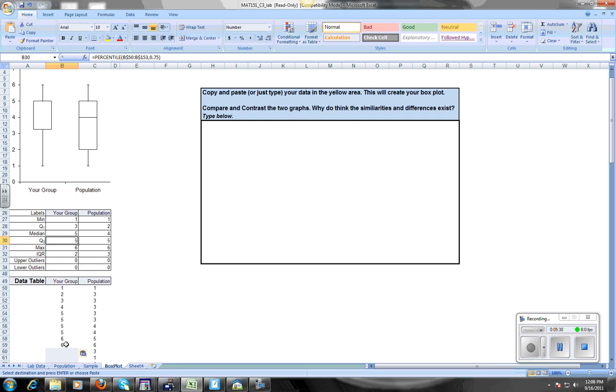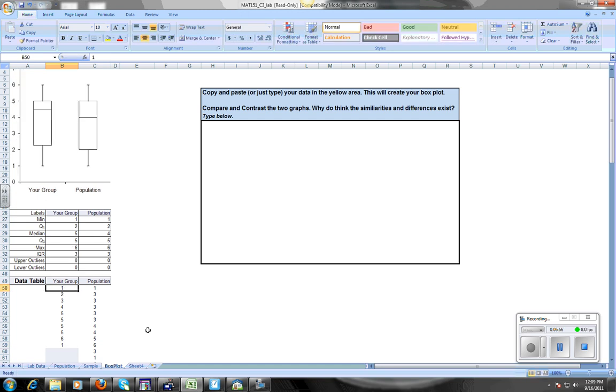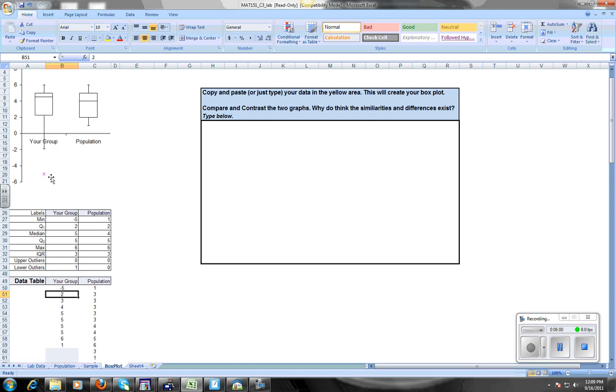If I did have an outlier, let me toss a 10 in here, you would see that that outlier would pop up. And it would take that out of my data before I'm figuring out all that information. If I had one in the other direction, how about, I don't know, -5? Would it do it? Yeah. And it brings it all the way down here.